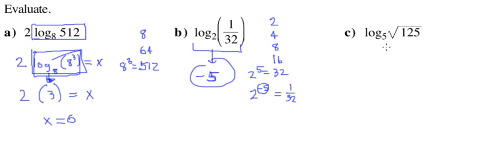And here, log base 5 of root 125. So if you have 5, what power do you put it to get 125? I'll worry about the root in a moment. 5 times 5 is 25, times 5 is 125. So 5 to the third is 125. What if we want to square root it? What difference does that make?